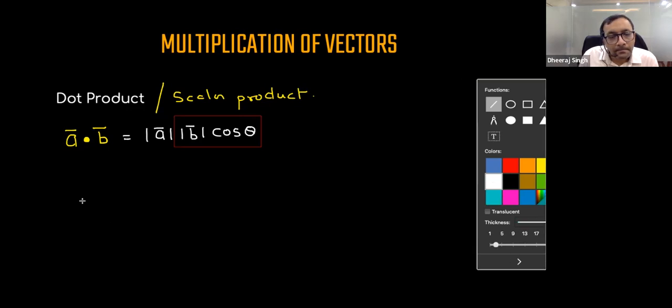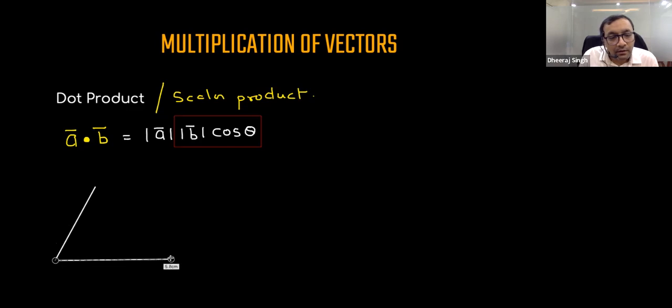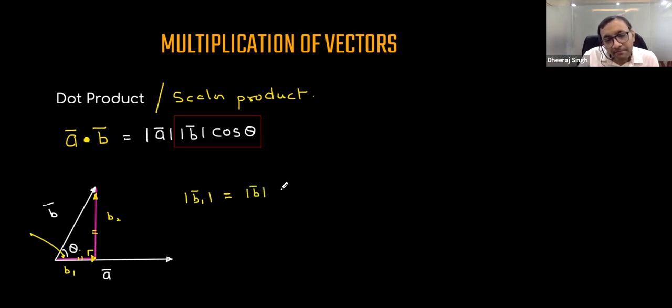So, this is A vector, this is B vector, and this is theta. Now, B cos theta. Where do you see B cos theta? If you drop a perpendicular, and say that B is the sum of these two vectors, this is B1 vector, this is B2 vector. So the magnitude of B1 is what? This is 90 degrees. The magnitude of B1 is B cos theta. Do all of us agree or not? Type in. Everyone.